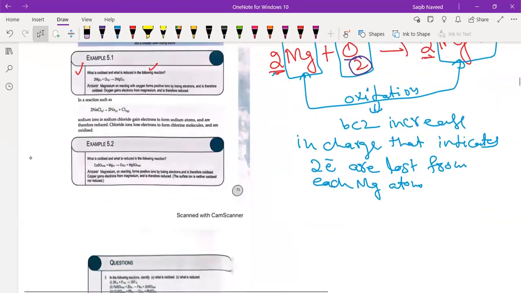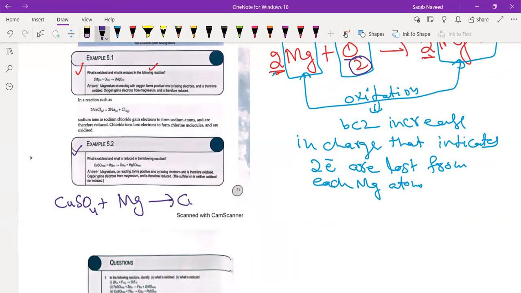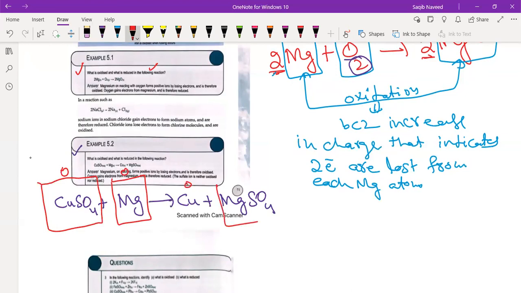Okay, now look at this. Next question, a bit complicated one. CuSO4 plus Mg gives you Cu plus MgSO4. That one is easy. The total charge on CuSO4 would be taken as 0. The total charge on magnesium will be taken as 0. Copper is 0 and MgSO4 is 0.